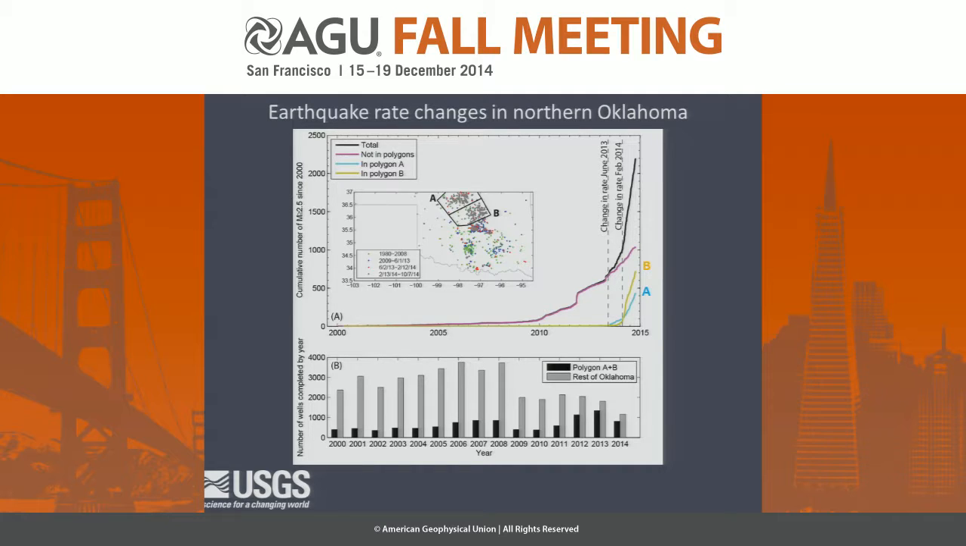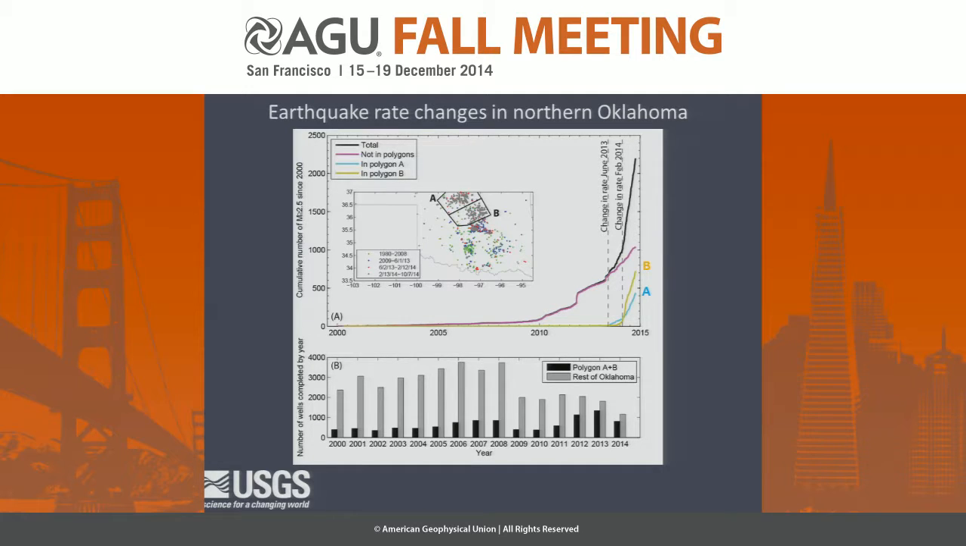But in fact, these change points are due to the expansion of the activity into these new parts of the state that hadn't really seen very much activity before. And you can see that because, if we take this polygon, for example, box A, which is roughly in the area of the Mississippi lime play, the seismicity rate in this box is shown by the blue curve down here. And you can see that it's actually very quiet until things start happening in 2013, and then really start picking up in 2014.